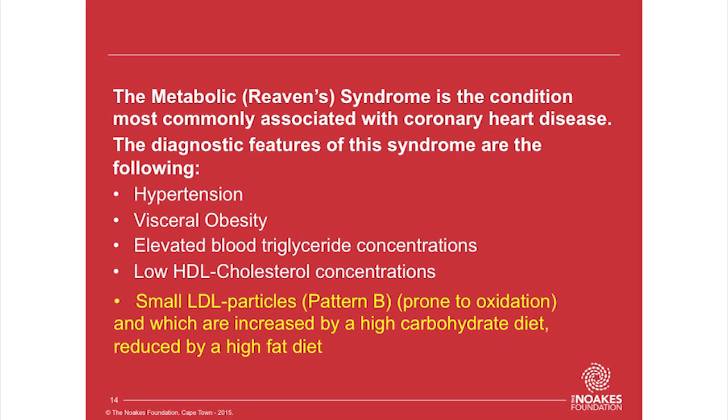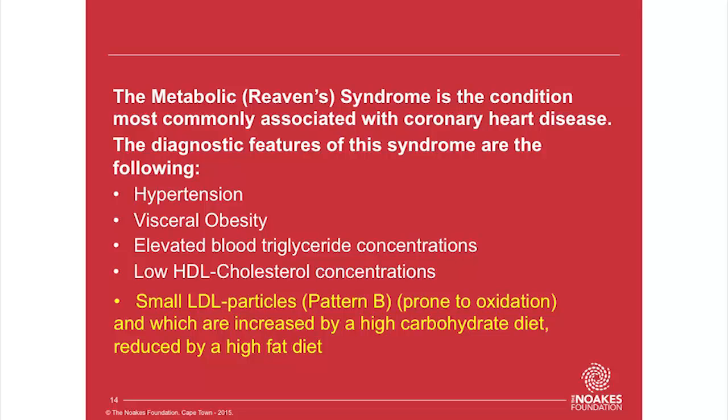And he said, but what is insulin resistance? Because it had never been described. And he has spent the last 50 years describing insulin resistance. And this syndrome, which is now named after him because he was the first to put all the conditions together, are hypertension, high blood pressure, visceral obesity, elevated blood triglyceride concentrations, and low HDL cholesterol concentrations.